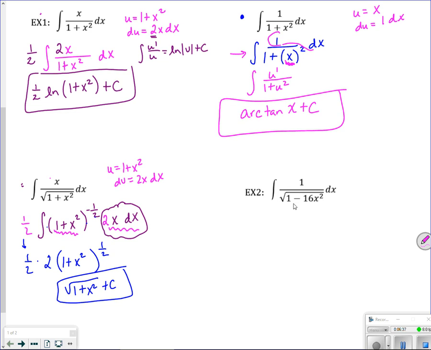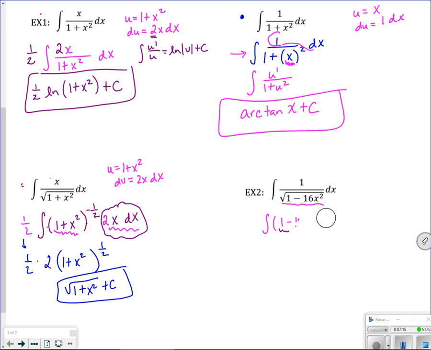Look at example 2. Is it a log problem? No, because the derivative of this entire denominator is really complicated, and I certainly don't have the variables right in the numerator. Is it a power problem? If I thought that and started doing a power problem, I would have to have the derivative of the inner next to dx. Well, the derivative of the inner would have an x in it. Do you have that? No, so it can't be a power rule problem.